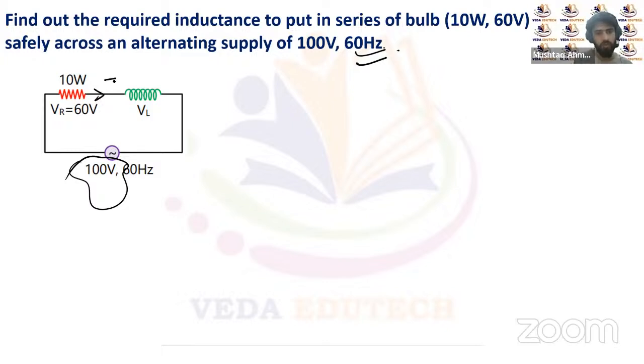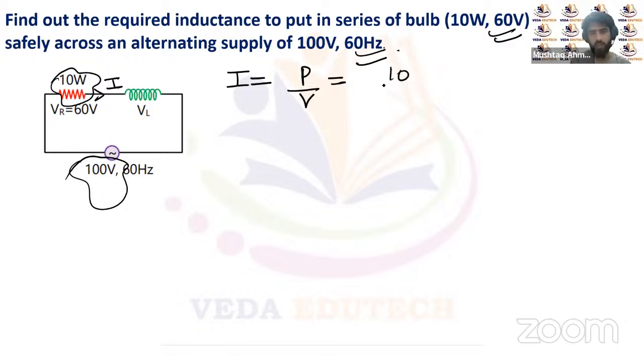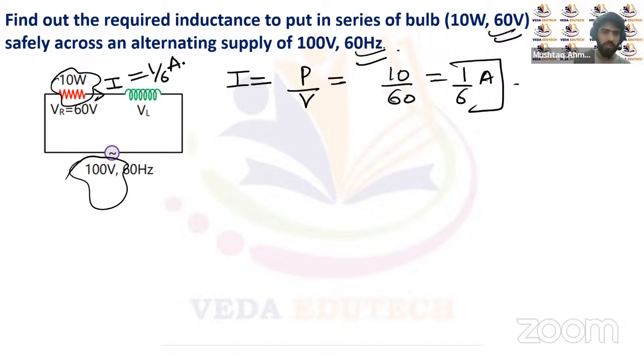Now to calculate the current through this circuit: the maximum power absorbed by this bulb is given as 10 watt. If 10 watt is the maximum power absorbed by the bulb, we can calculate the current through the circuit. It will be power upon voltage, and the voltage is given as 60 volts. So the current is P upon V, that is 10 upon 60, which equals 1 upon 6 amperes.